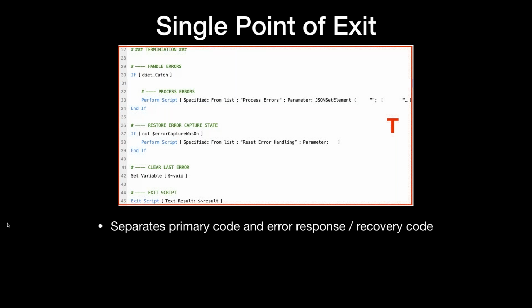Anyway, just to comment on this a bit, the point of the single point of exit is it can separate primary code and error response code. If you have that single point of exit, it just makes it easier to parse a script. You know you need to read through to the end. You know there's no sneaky stuff happening, like the script exiting early. Of course, there are always exceptions, like special scripts that need to exit at certain points, but this is the rule. If you're doing a regular script, you're going to want a single point of exit to make your life easier.